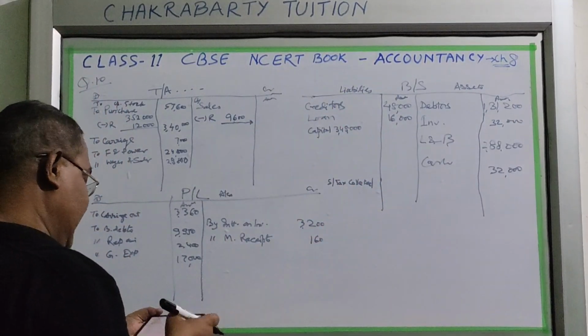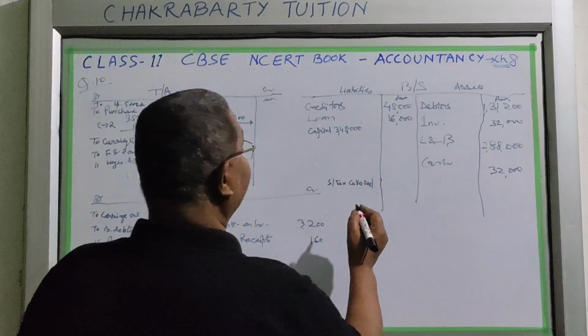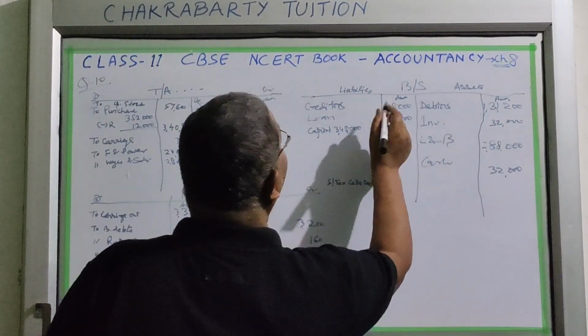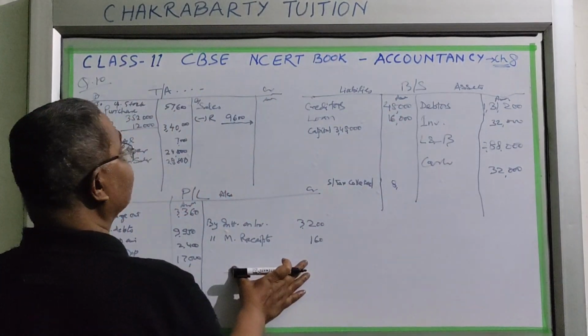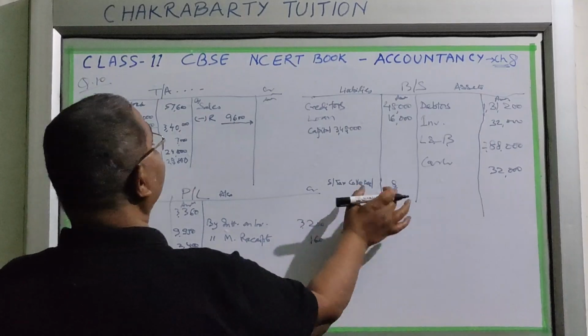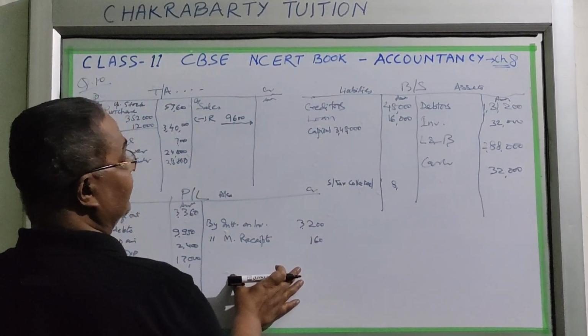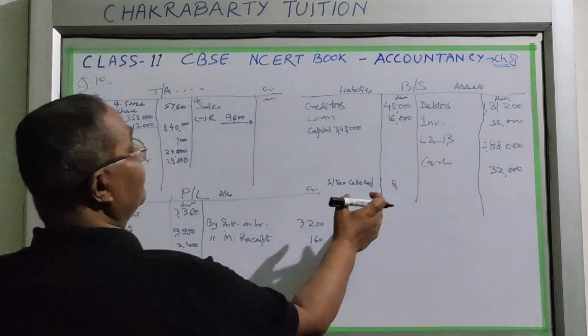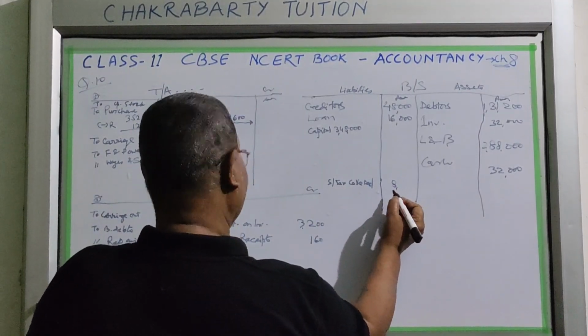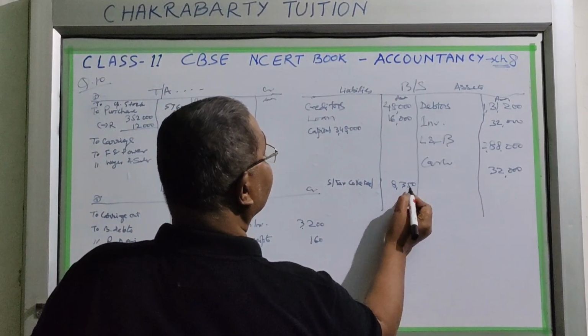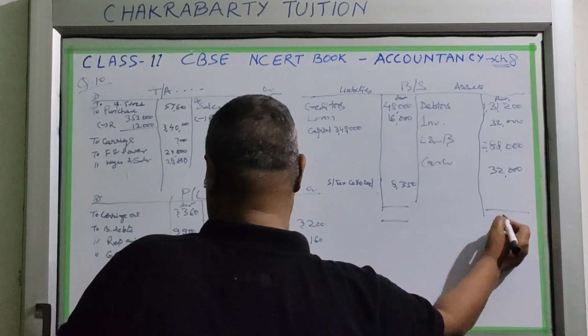It is a liability. So 8,000 credit item, but all credit items do not come on this side. They go here, because here only 3 items are there. Here all the revenue nature incomes are there. Other credit items will come here on the liability side. 8350. Okay, and this question is over.